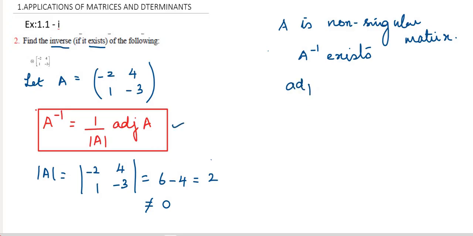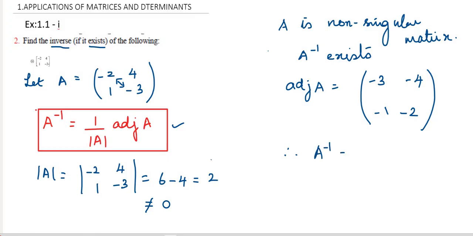To find adjoint of A, we have seen the shortcut method. For the adjoint, interchange the diagonal elements, so -3, -2. For the non-diagonal elements, change the sign. This is adjoint of A. Now therefore, A inverse is equal to 1 by determinant of A, which is nothing but 1 by 2, into adjoint of A, where we have got the adjoint of A as [-3, -4; -1, -2].